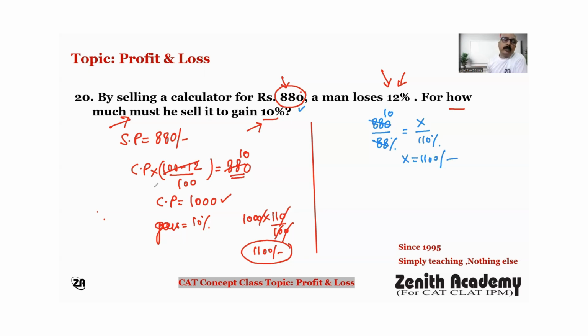Means individually some students first find cost price and then, no, it is not required. This is a kiddies approach. You can think in this way. 880 is 88% of the cost price, and you have to find 10% gain. It means you are finding here the 110% of the cost price. So directly you can do this way. Okay. So do practice for this approach.